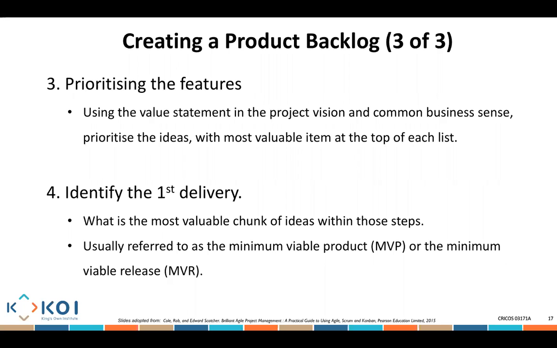Finally, you're going to decide your first delivery. The first delivery is, what are you going to be working on? Which features are you going to be working on in the first system you are going to be delivering? And for you to be able to choose the features you are going to actually be delivering and working on, they usually refer to what we call a minimum viable product or the minimum viable release.